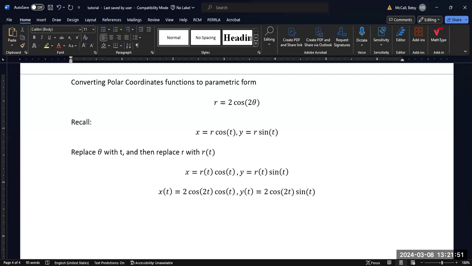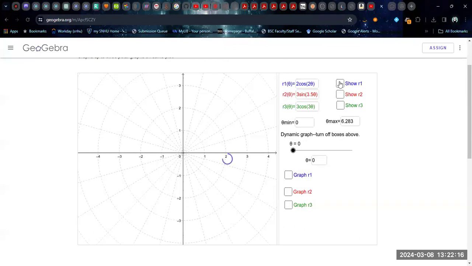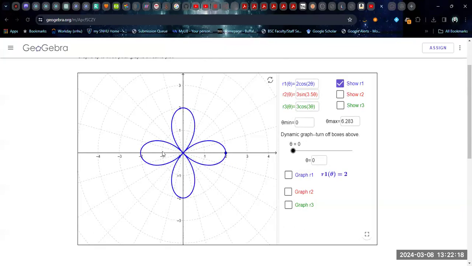Now let's actually test this out in a polar coordinate and a parametric function grapher. So 2 cosine 2t, let's go to our polar grapher. And this is our example that's on the screen. And so we're just going to show the first graph by checking it. So it looks like this. So our 2 cosine 2 theta is going to look like this.